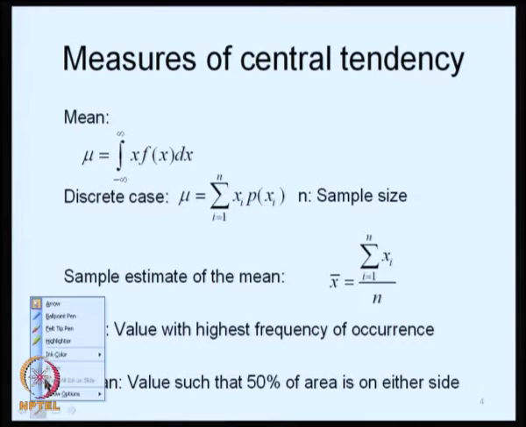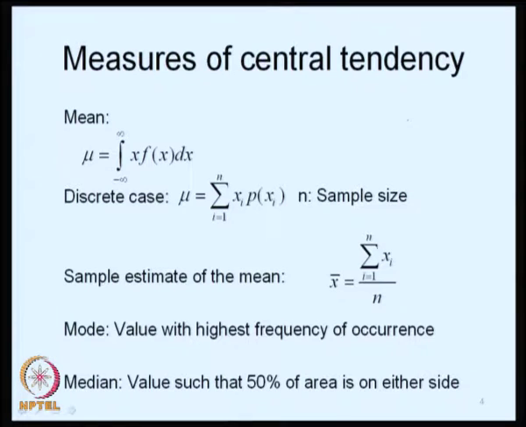you have, let us say, a distribution something like this, and you have the highest frequency value here, this defines the mode, and median is that value which divides the distribution into two halves. That means, the area towards the right of the median is equal to the area towards the left of the median, both of which are equal to 50% of the area.